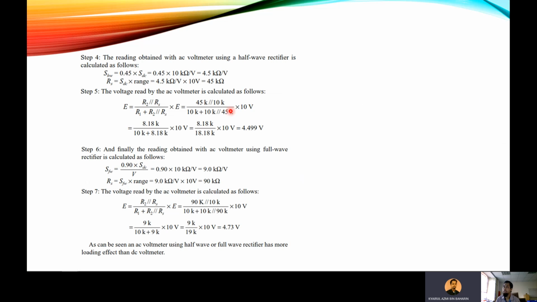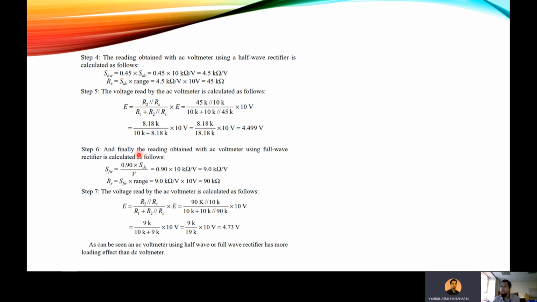Now, the reading obtained with AC voltmeter using a half wave rectifier: the sensitivity is only 45% of the DC sensitivity. So we get 4.5 kilo ohm per volt. And the multiplier resistance needs to be 45 kilo ohm. We repeat the same process, and we find that the value that is going to be read is 4.499, or roughly 4.5 volts.